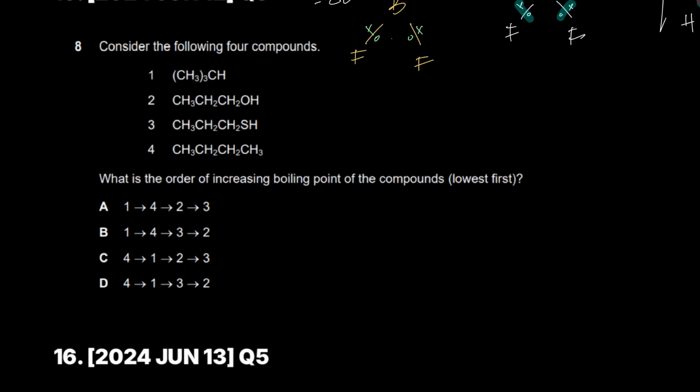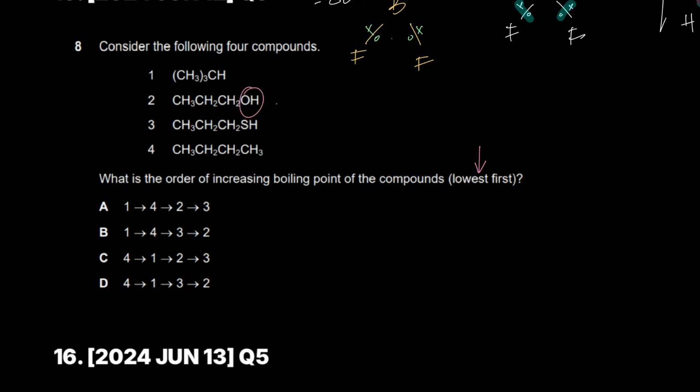Consider these 4 compounds. What is the order of increasing boiling point of these compounds? Lowest first, and the highest later on. Out of these 4, which one is the highest? Just by looking at this, I can spy with my little eyes that one of these would have the highest boiling point, just by looking at it with my naked eyes.